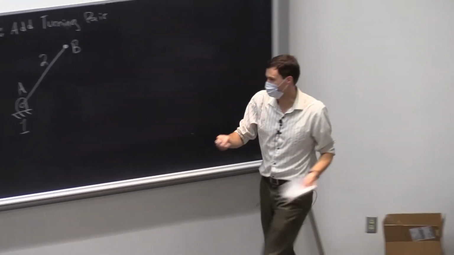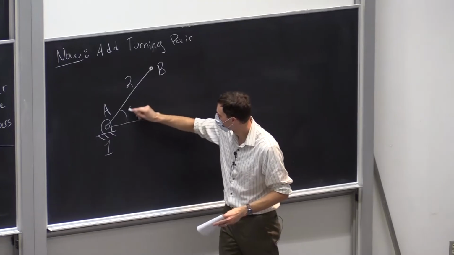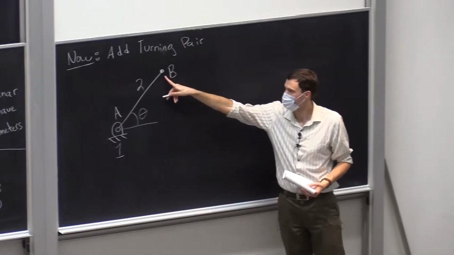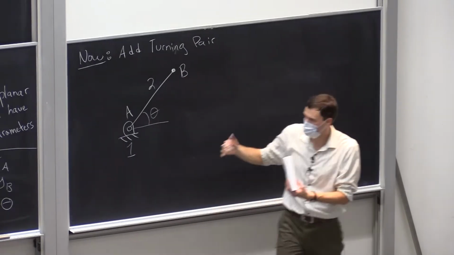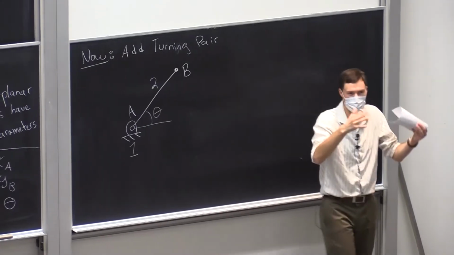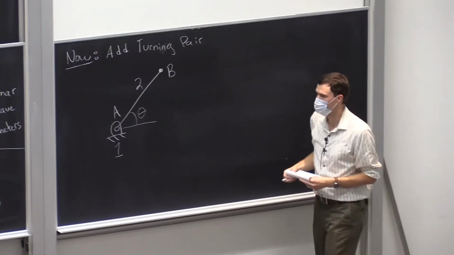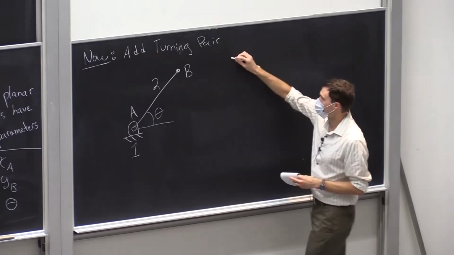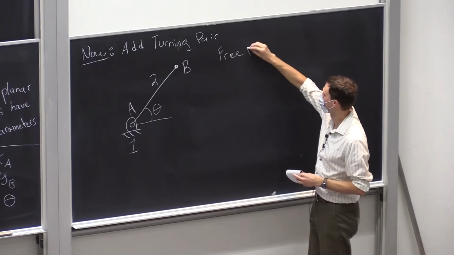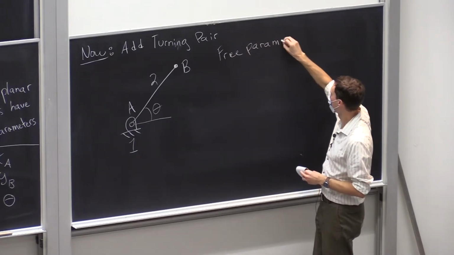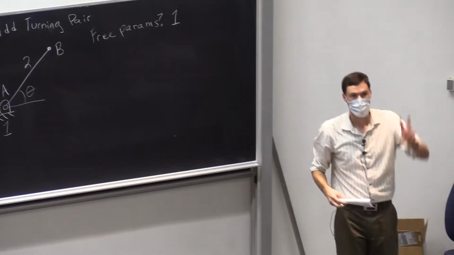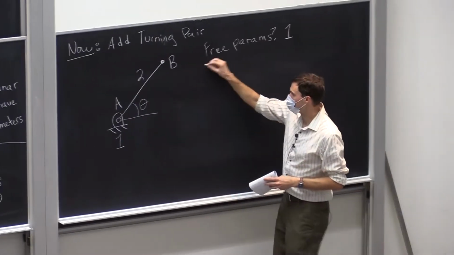Angle? Angle's a really good one, right? That's an unambiguous one. Theta would be a good one. Yeah, you could use a different one, like the height of B, or the x-coordinate of B. That runs into the same multi-solution problem we had over here. But those would also fix the link. They may have a little multi-solution issue. At any rate, we only have 1 free parameter. So that means our turning pair restricted 2 of those parameters.